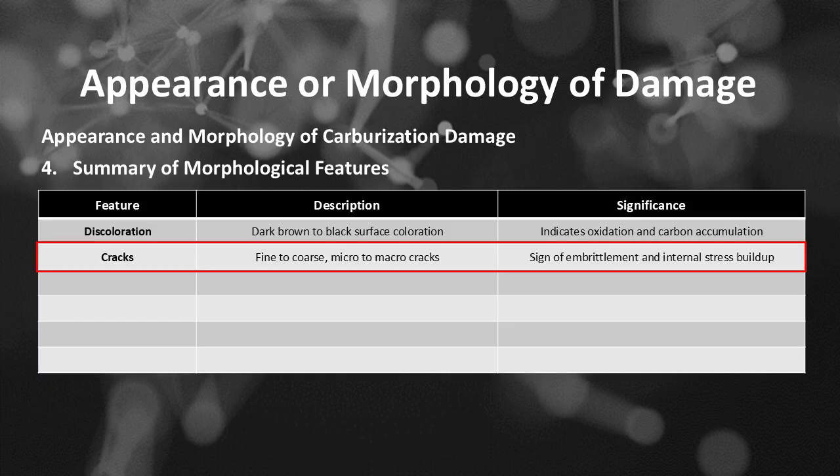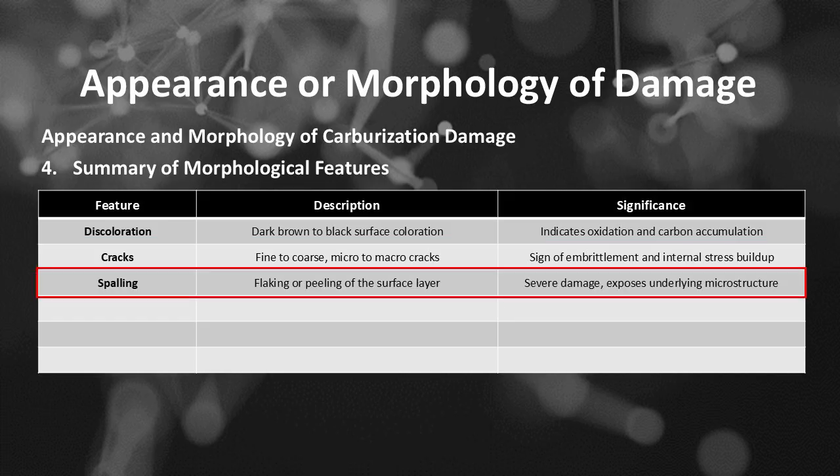If the feature is cracks, then its description is fine to coarse, micro to macro cracks, and the significance is a sign of embrittlement and internal stress buildup. If the feature is spalling, then its description is flaking or peeling of the surface layer, and the significance is severe damage that exposes the underlying microstructure.